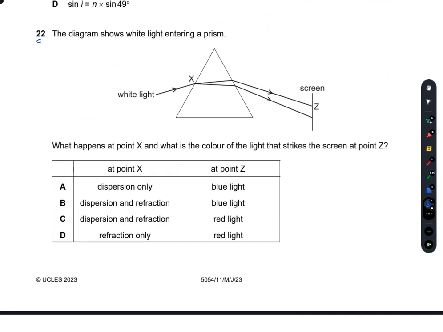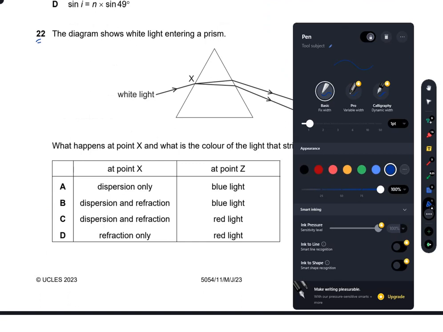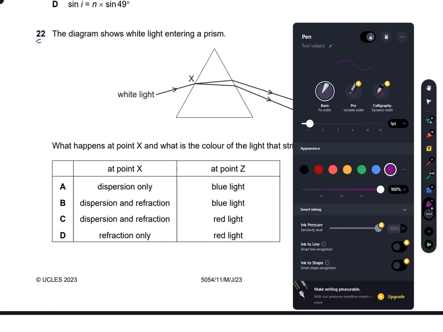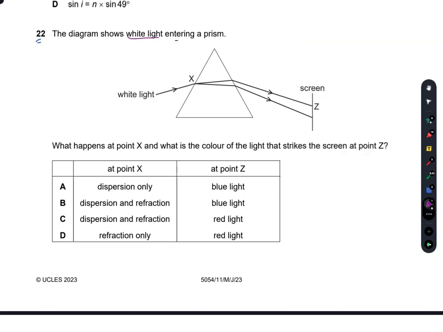Question number 22, again a very easy one. The diagram shows white light entering a prism. So let me choose my favorite color. Yes, purple. So this white light enters a prism. So this white light at X is dispersed and refracted both. So what happens at point X, and what is the color of the light that strikes the screen at point Z? So at point X, both dispersion and refraction would occur. The white light would be disintegrated into all its 7 colors.